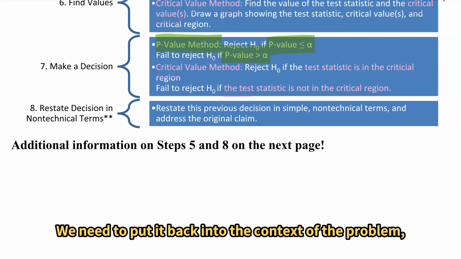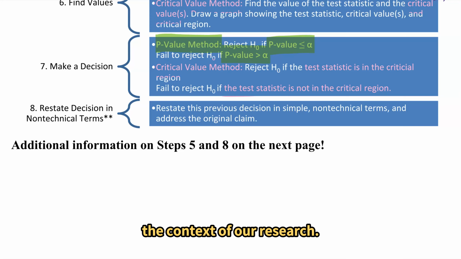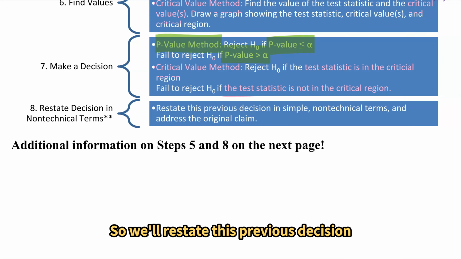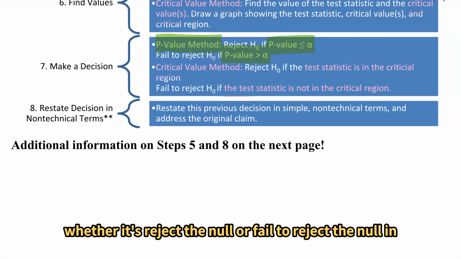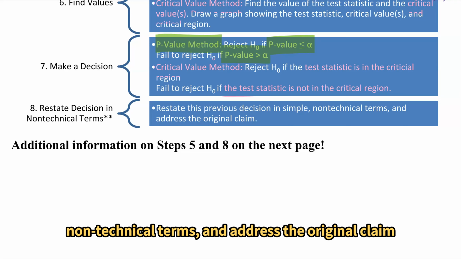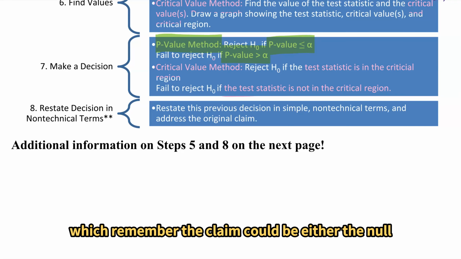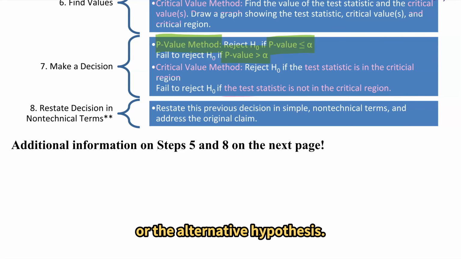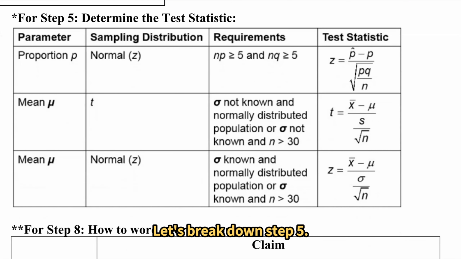We need to put it back into the context of the problem, the context of our research. So we'll restate this previous decision, whether it's reject the null or fail to reject the null, in non-technical terms, and address the original claim, which, remember, the claim could be either the null or the alternative hypothesis. Let's break down step 5.